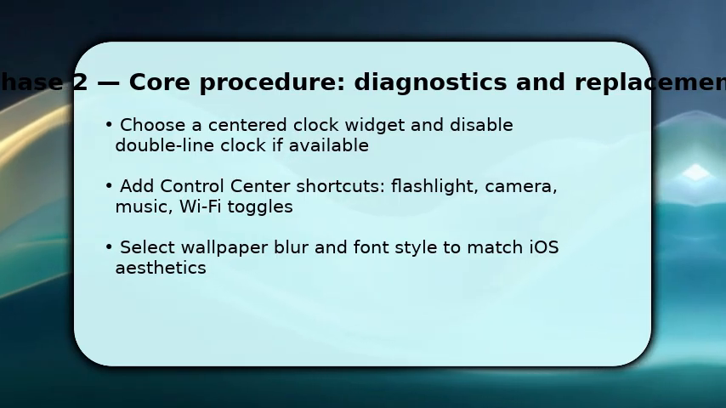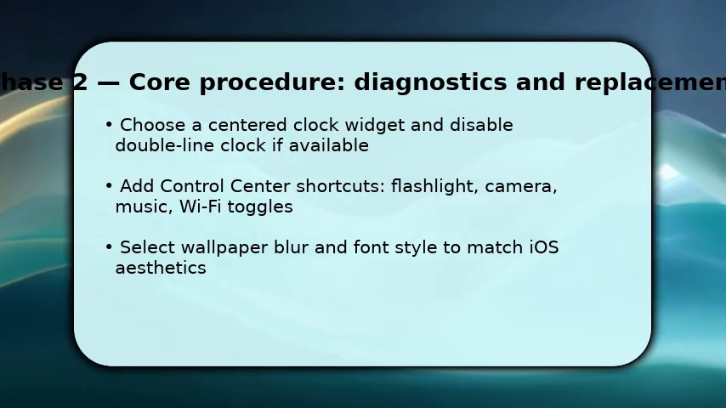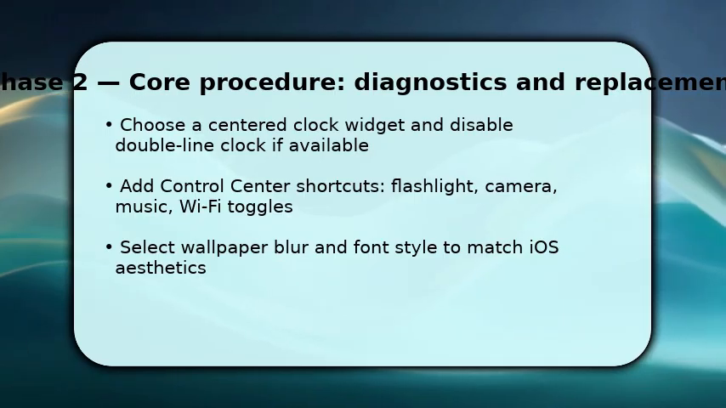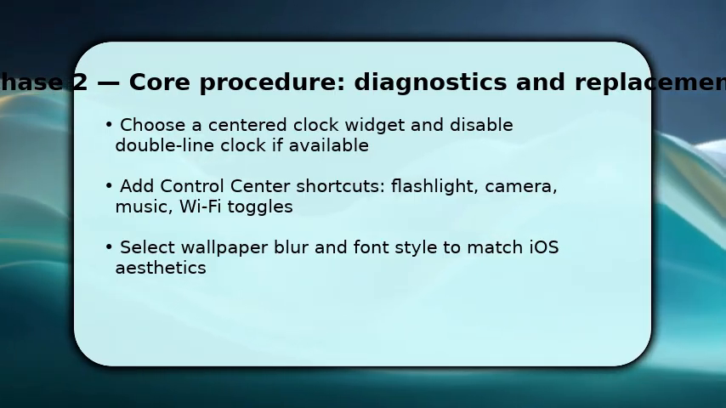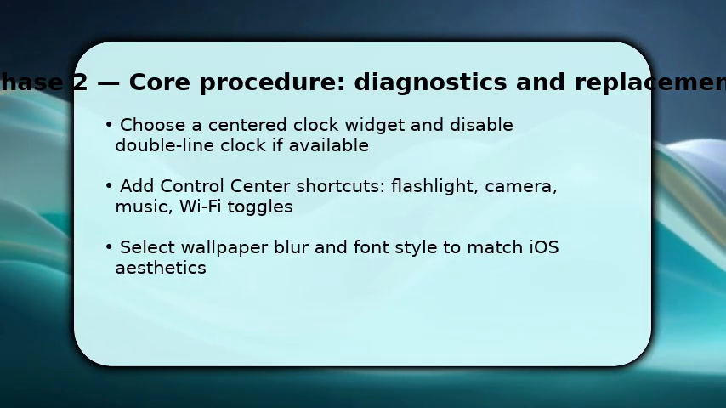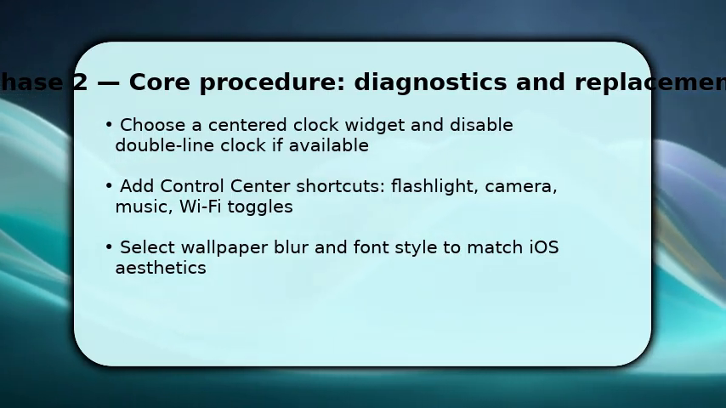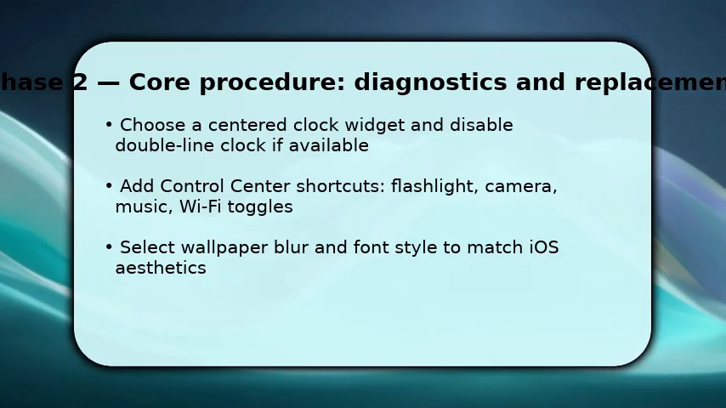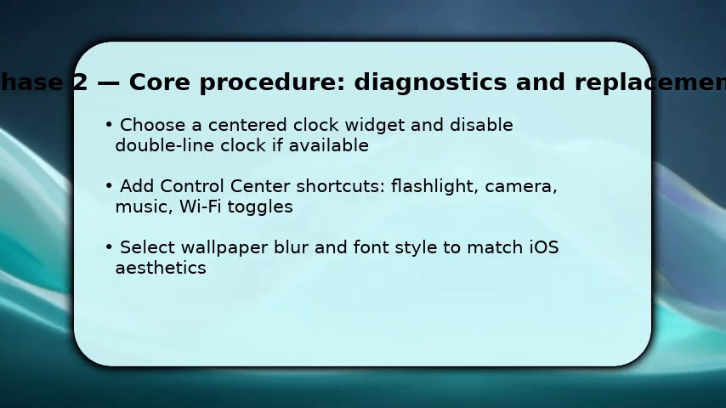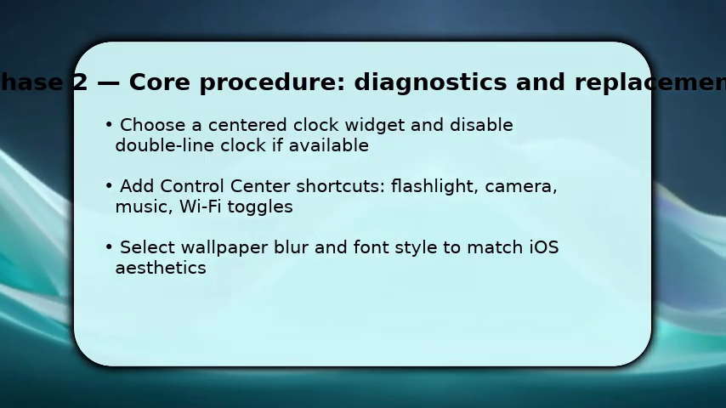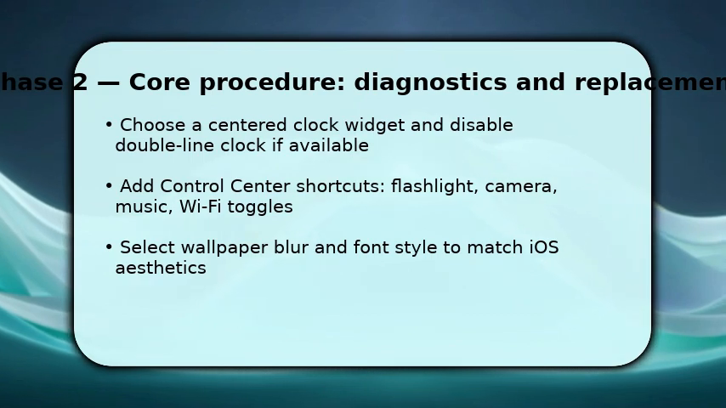Once added, arrange icons symmetrically and select condensed font to match iOS feel. Make sure to enable wallpaper blur or a frosted effect for that depth behind widgets. This improves legibility. Adjust tap targets so shortcuts open from lock screen. Test each one. If you want notifications to look like iOS, enable stacked notification style.